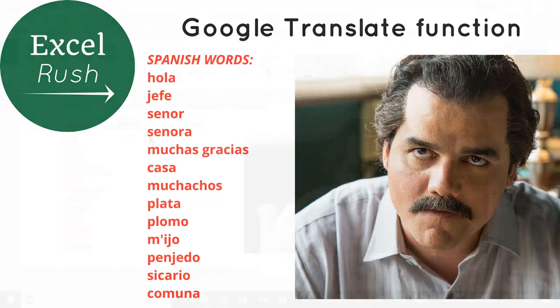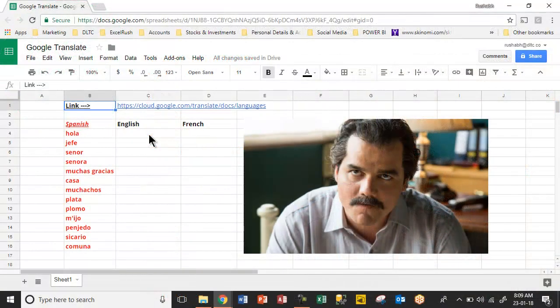You must have seen the Narcos series from Netflix. A lot of Spanish is used in that. So if you're a fan of Narcos, these words you definitely know, but you tend to forget the meaning of these words. So you can use Google Translate to get the meaning of these words. Not really to know only Narcos' words, but for anything in general, to translate you can use Google Translate.